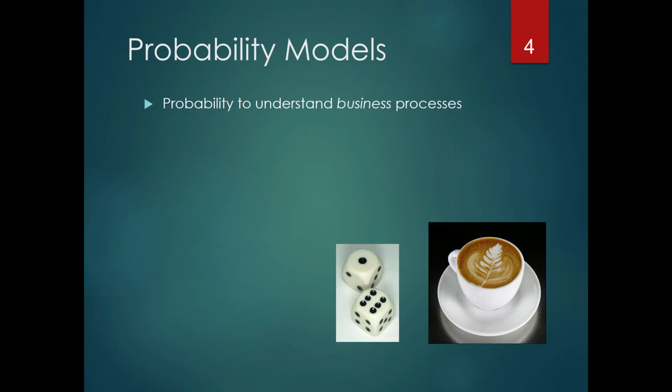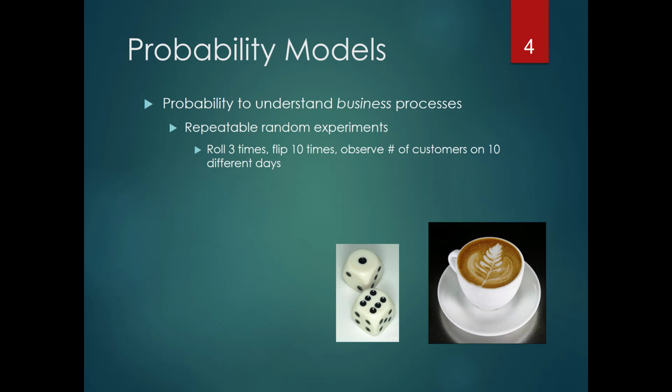So it helps us understand business processes, and we can think of it as doing repeatable random experiments. You can think of someone observing on 10 different days how many people come into Starbucks. That's basically a repeatable random experiment. I'm observing how many people come into Starbucks so that I can make decisions about how many baristas to have on. Some other examples are rolling a die 3 times, flipping a coin 10 times, but more business oriented, observing the number of customers on 10 different days, maybe observing how many TVs or iPads are sold over 100 days or over 10 quarters.